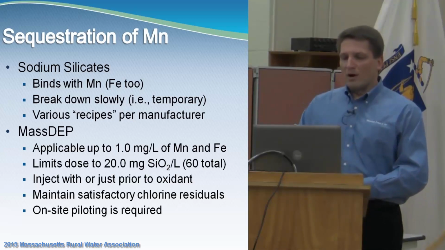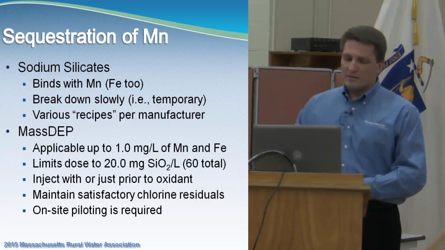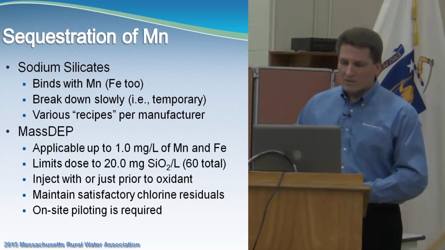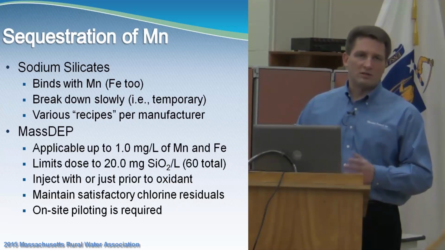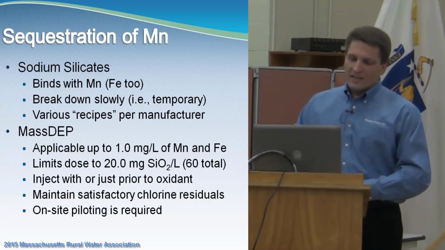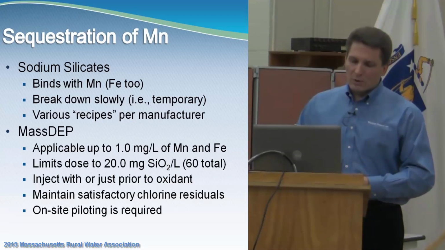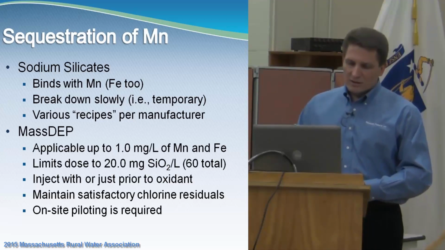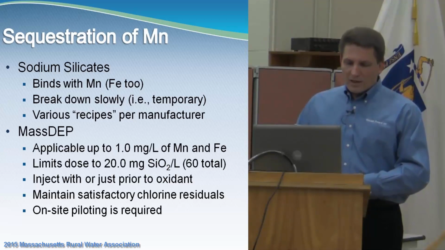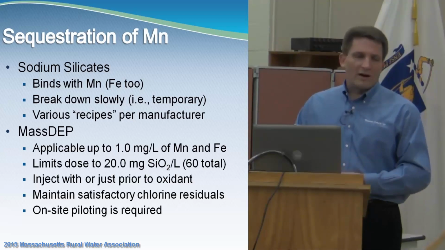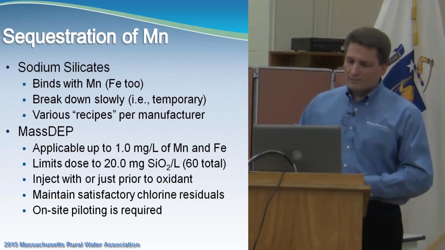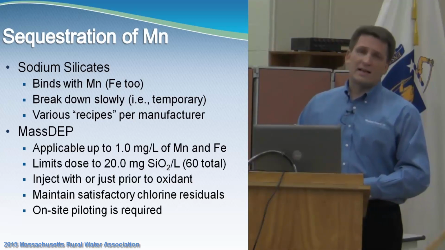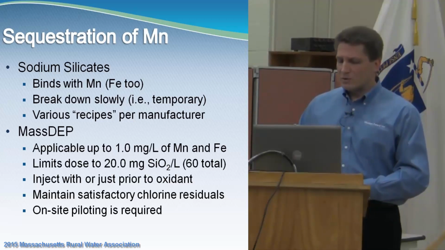And similar to the polyphosphates, the MassDEP does have their guidelines and requirements for the silicates as well. It's basically only applicable up to a 1 milligram per liter concentration of iron and manganese. They limit the dose to 20 milligrams per liter, 60 total for silica. And for this one, you have to inject it with or just prior to your oxidant, a little different than the polyphosphate, for it to work properly. You also need to maintain a satisfactory chlorine residual in your distribution system.